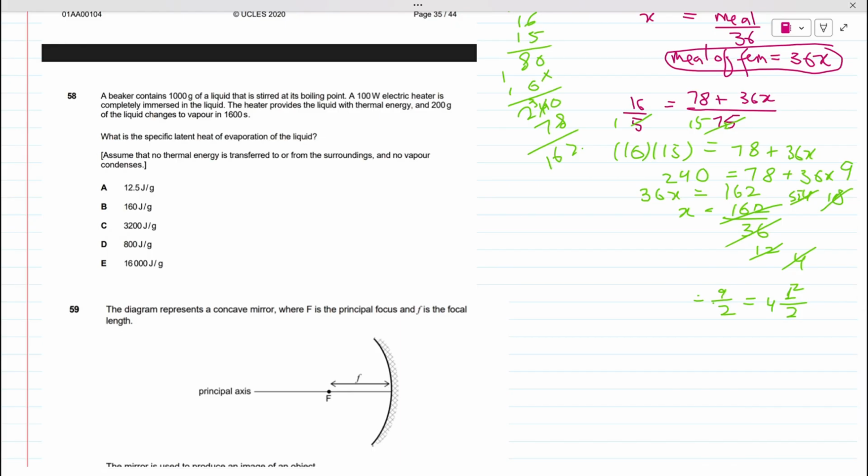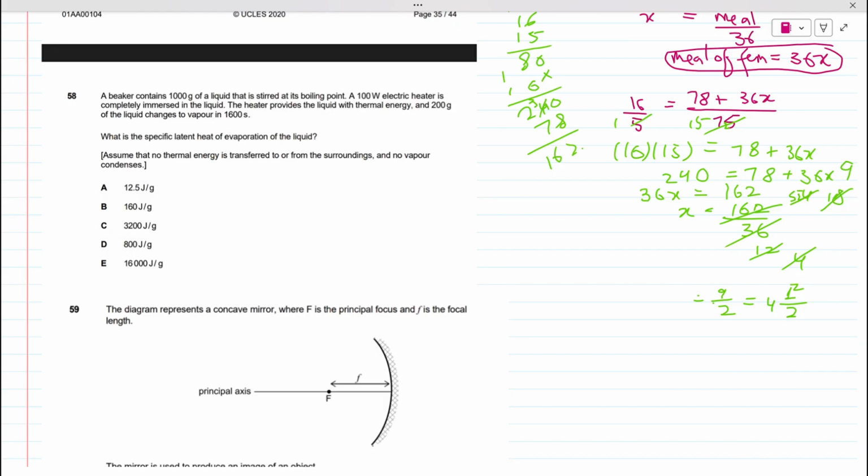It's a physics question, right? A beaker contains 1000 gram of a liquid that is stirred at its boiling point. A 100-watt electric heater is completely immersed in the liquid. The heater provides the liquid with thermal energy, and 200 gram of the liquid changes to vapor in 1600 seconds. What's the specific latent heat of evaporation? I've already given you the good concept of latent heat and specific heat. I'm just telling you the general background.